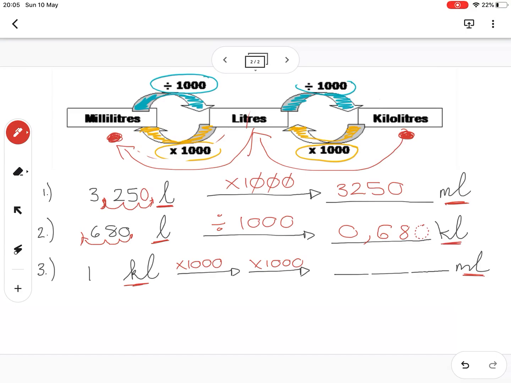Now, timesing by 1,000 twice means you can count your zeros, and you can see that you're going to have 1, 2, 3, 4, 5, 6 zeros. That's the same as timesing by a million. In other words, your answer is simply going to be your 1 kiloliter, add 6 zeros. 1, 2, 3, 4, 5, 6, and that's 1,000,000 milliliters. That's why we have the kiloliters unit, because we would never want to speak about 1,000,000 milliliters. That's unpractical in measurement.